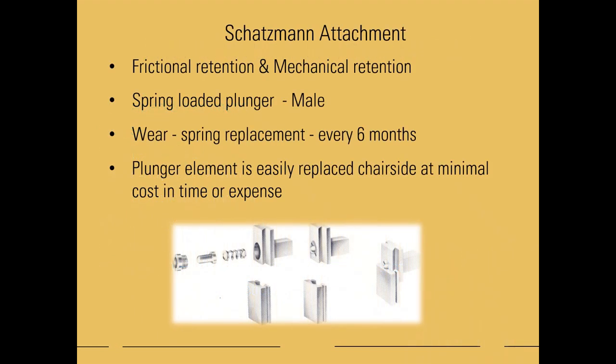The last one in the intracoronal attachments is the Shapesman, which is again an H-shaped one, and it has both frictional retention and mechanical retention. The mechanical retention occurs through a spring-loaded plunger attached in the male unit. This spring can be replaced every 6 months to prevent wear, and it can be easily replaced chairside.